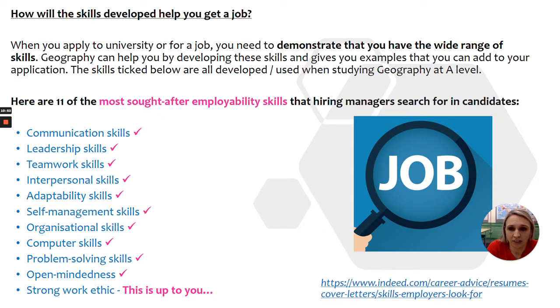So below is a list of the 11 most sought after employability skills that hiring managers will look out for, and all of those ticked on there you will be developing or using at A-level geography. The only one is the bottom one, strong work ethic. That's just down to you as an individual. So you can see geography will help develop those important employability skills.